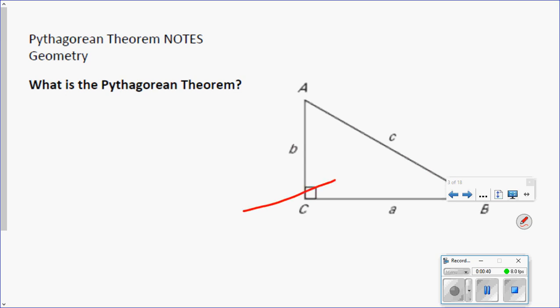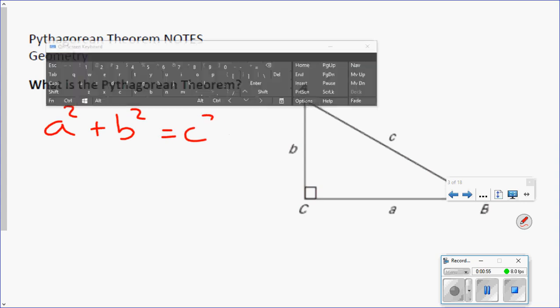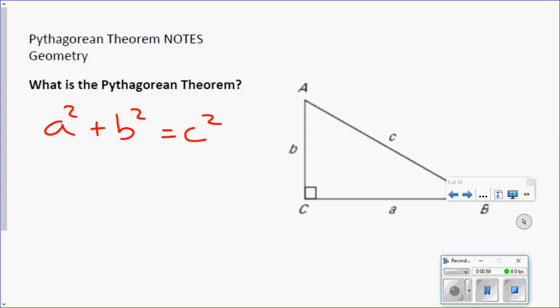So on a Pythagorean theorem, a squared plus b squared equals c squared. We've heard that 100 times. Maybe 1,000. But just to make sure you understand, C is going to be the hypotenuse, and the hypotenuse will always be the longest side. Okay? The hypotenuse will always be the longest side.